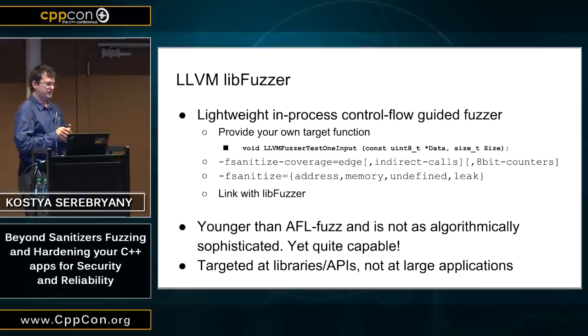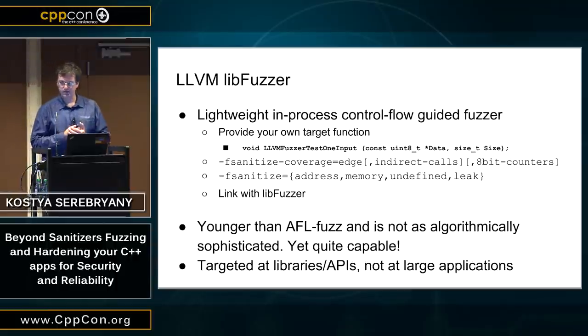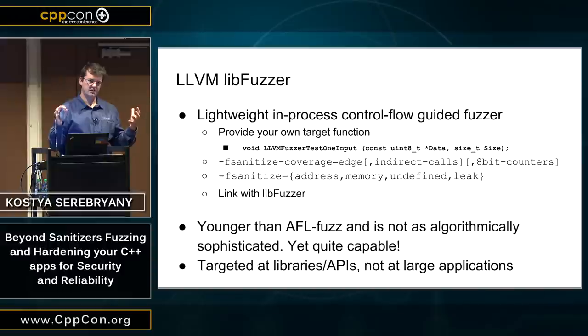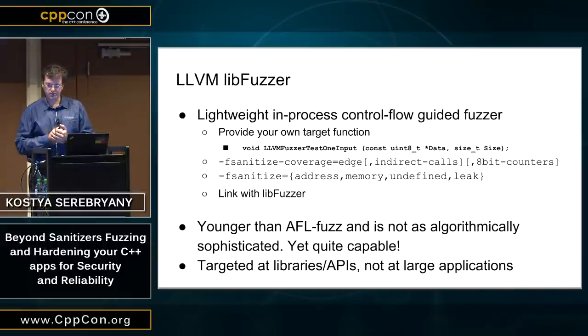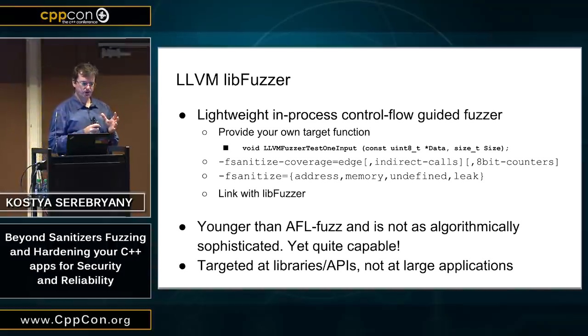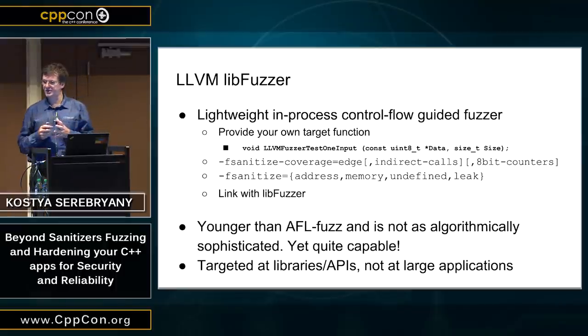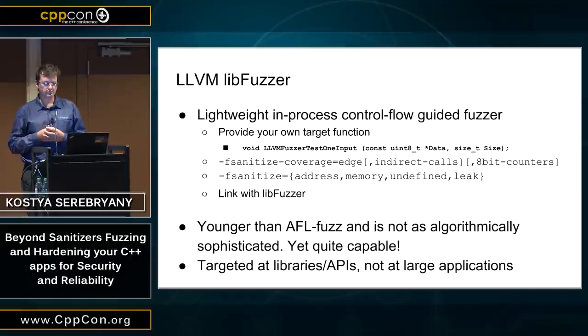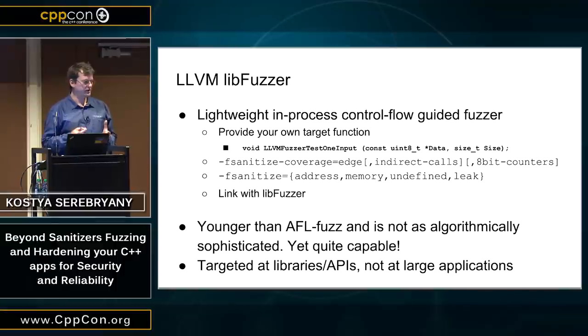So back to libFuzzer. It's a lightweight in-process control flow guided fuzzer. This is the very short description. All you need to use this fuzzer is shown on this slide. First of all, you need to implement your own target application, your target function. In other words, a function that does something interesting using the APIs you are trying to test. The function takes as a parameter an array of bytes.